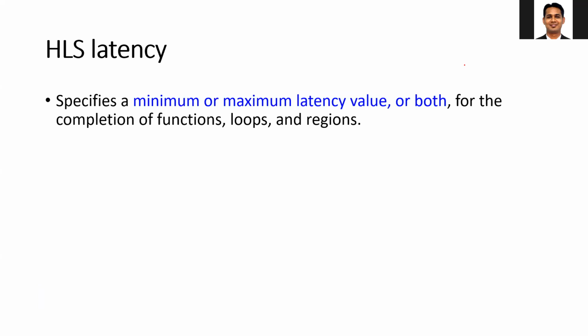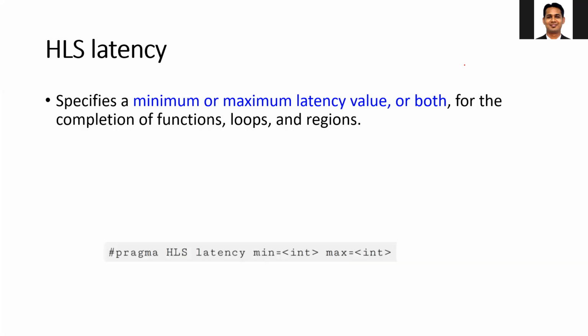So HLS latency pragmas specify a minimum or maximum latency value, or both, for the completion of a function, loop, or region. Okay, so via these pragmas, you can tell the tool that this function should be completed within this minimum and maximum latency value. Then the tool will try to optimize your code so that it meets the desired latency constraint.